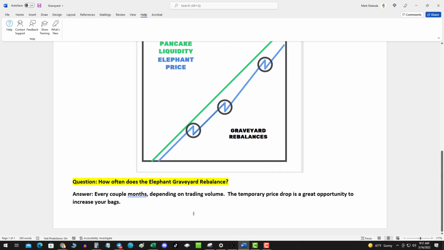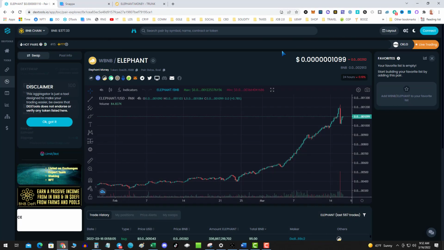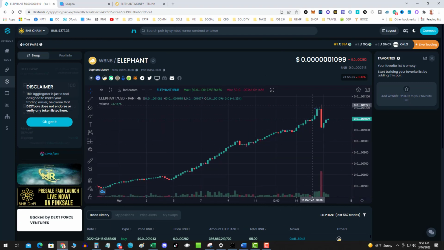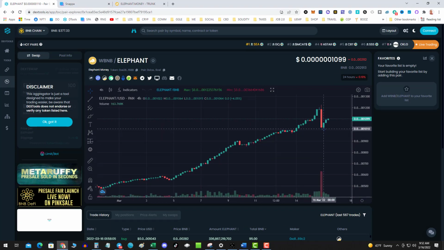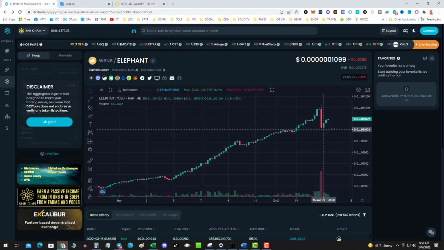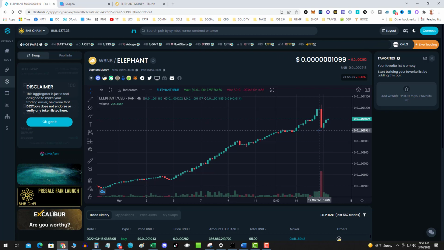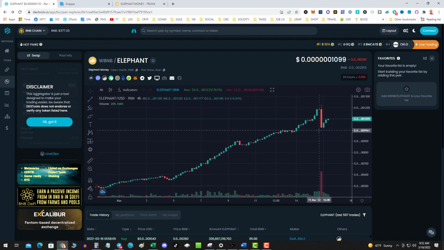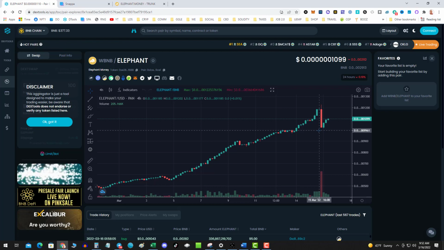So finally, how often does the graveyard rebalance? Every couple of months, depending on trading volume. The temporary price drop is a great opportunity to increase your bags. What do I mean by that? Looking at this chart, it's very obvious that this was a rebalance, and some people took advantage of the situation and stacked their bags. So if the graveyard is getting close to 51%, keep an eye on it, because it creates an opportunity to increase your position at a good price. And as you can see, it's already recovering.